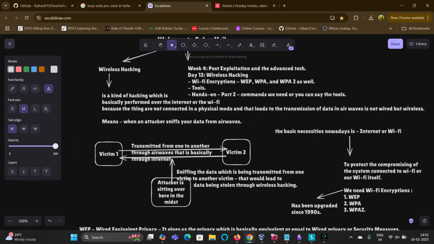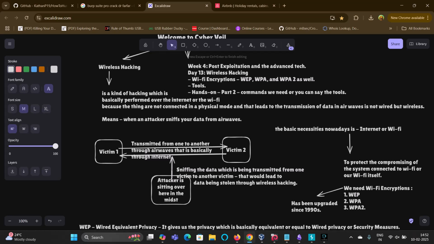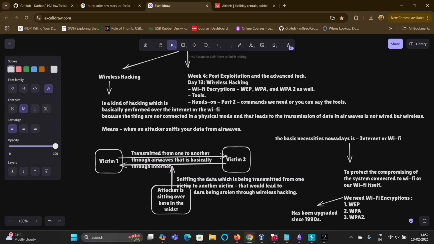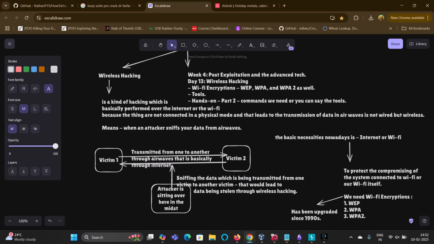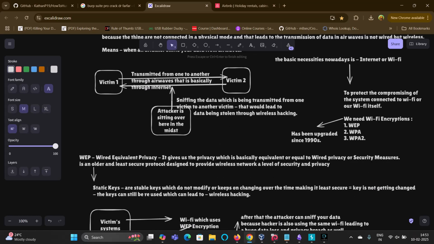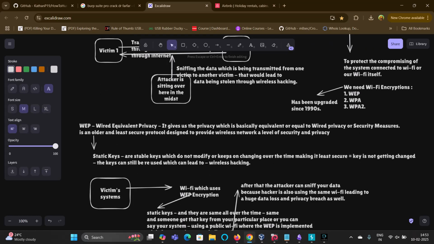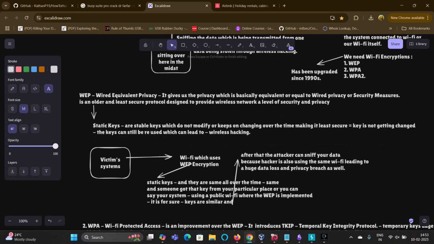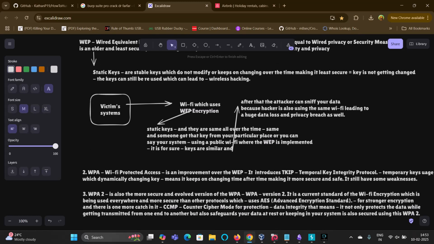So that was all for this particular video. For the tools and hands-on, I'll be coming up with a new video and a new module that will be day 13 part 2, and you can see all the commands and tools that we are going to use in that particular video. So for this session, what we have basically discussed is wireless hacking. That means the hacking which is not connected to a physical mode, but in a wireless mode. That is basically, if our internet or Wi-Fi got hacked, how we can protect it. For the protection of the Wi-Fi or internet, we are going to use Wi-Fi encryptions, and for that we have discussed WEP, WPA and WPA2.